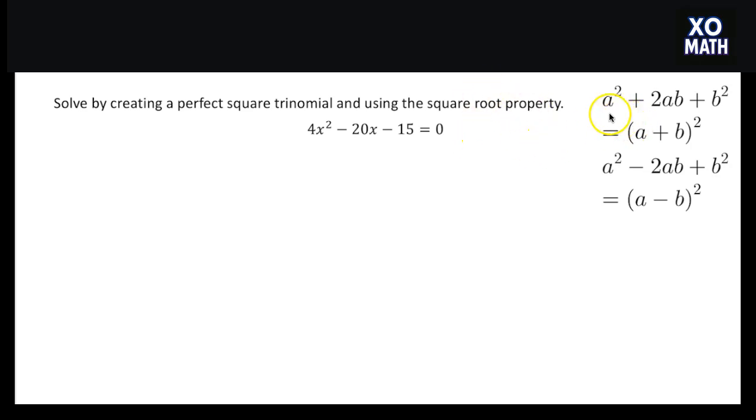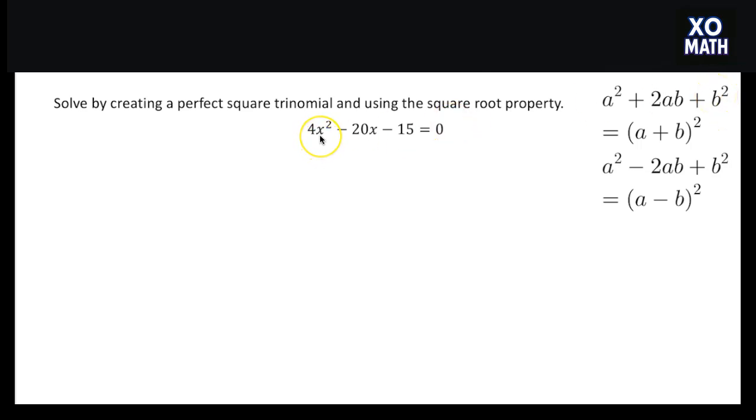A perfect square trinomial looks like a squared plus 2ab plus b squared, and that factors to quantity a plus b squared. And there could also be a negative middle term, and that would factor to quantity a minus b squared. So when we look at a quadratic, we would think about this perfect square trinomial formula typically if our leading term and our last term are perfect squares. So the first part and the last part here are some a squared and b squared. So really nice perfect squares.